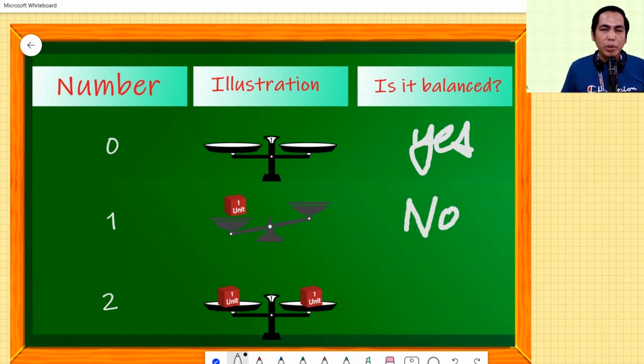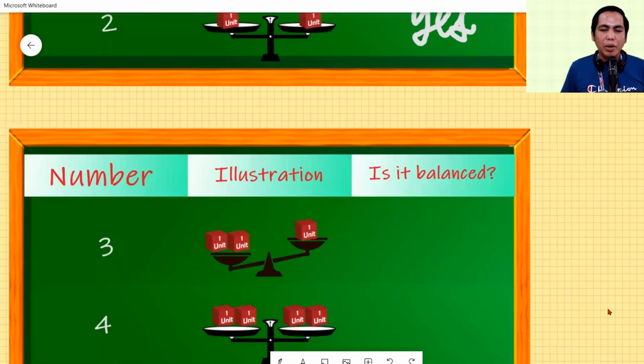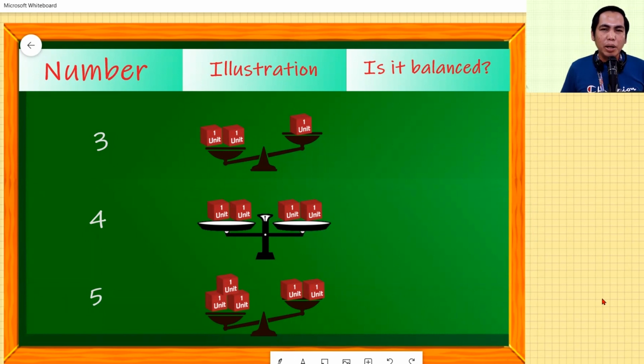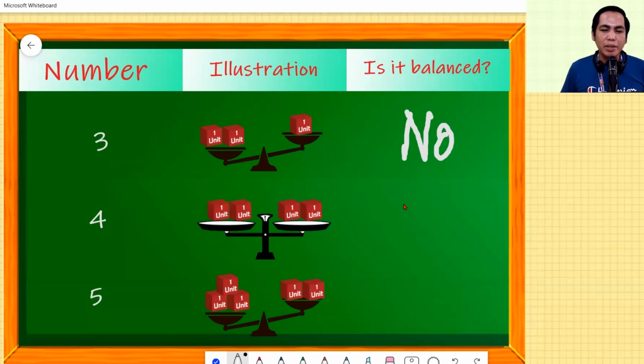When we have 2 units, 1 unit per pan, definitely it will be balanced. So it's a yes. Now let's go to the other numbers. We have 3 units. So 2 units for 1 pan and 1 unit for the other. So definitely our model is not balanced. So it's a no. For 4, since there are 2 units per pan, it's balanced. So it's a yes. For 5, 3 units on the left and 2 units on the right, so it's not balanced. So it's a no.